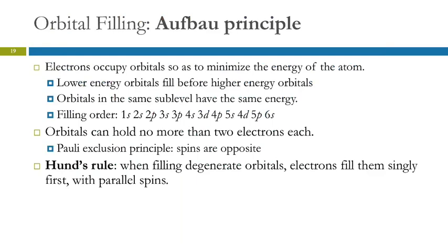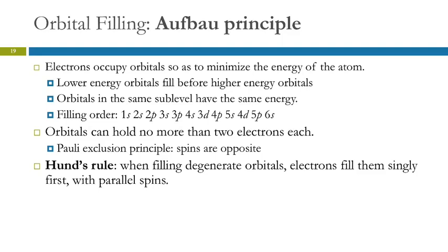We think about putting the electrons into the orbitals, filling the orbitals, and there's the Aufbau Principle. Electrons are going to occupy orbitals to minimize the energy of the atom, so they're going to fill the lower energy orbitals first before they fill the higher ones. Orbitals in the same sublevel, like in the p sublevel, where there are 3 different orbitals, all have the same energy as each other. But the 2s and the 2p have different energies.